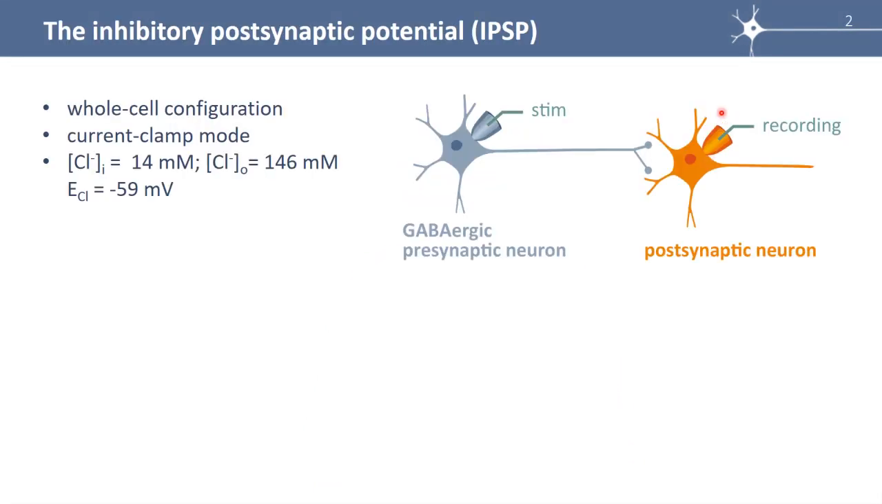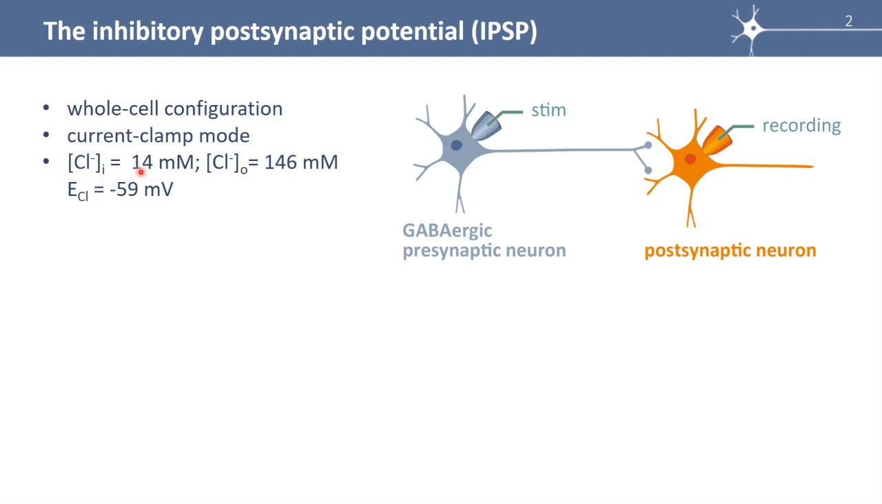Let's record the response of a postsynaptic neuron to the activity of a GABAergic presynaptic neuron. So it's a neuron here in blue which releases GABA as a neurotransmitter. We record both neurons in whole cell configuration and in current clamp mode. And we use physiological concentrations of chloride ions.